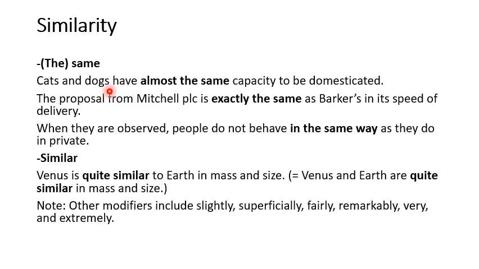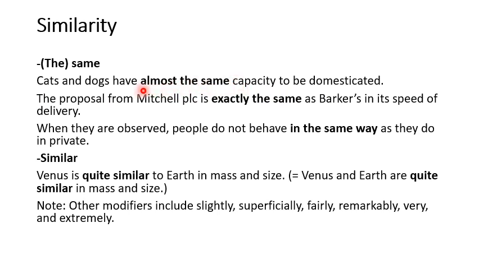Now let's talk about similarity. It's kind of comparing, but when the two things are similar to each other. So how can we do this, and what are the most important tools to do it? First, the same. The first tool is "the same". Let's take this example. Cats and dogs have almost the same capacity to be domesticated. Domesticated means living at home. So cats and dogs have almost the same capacity.